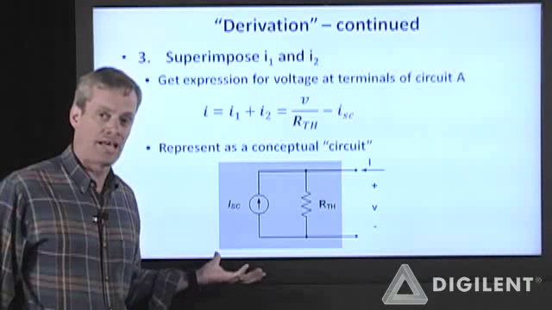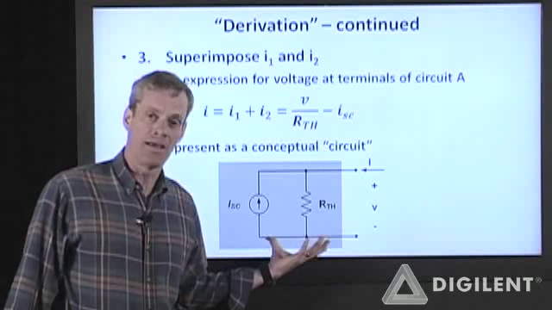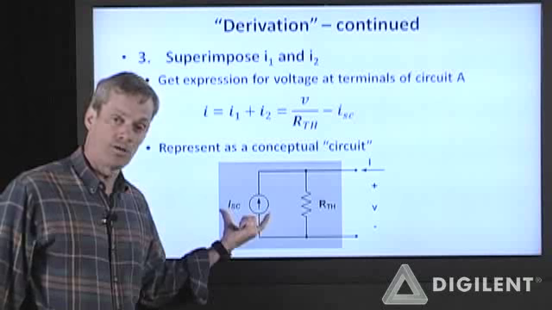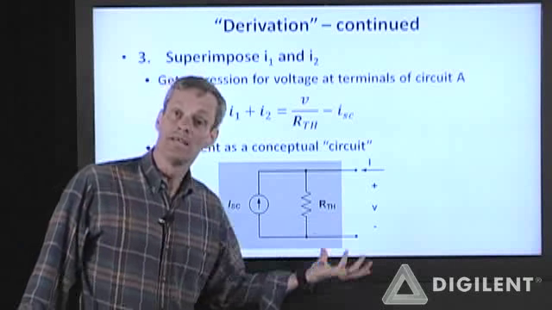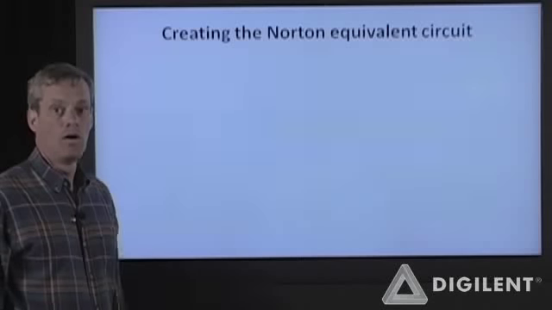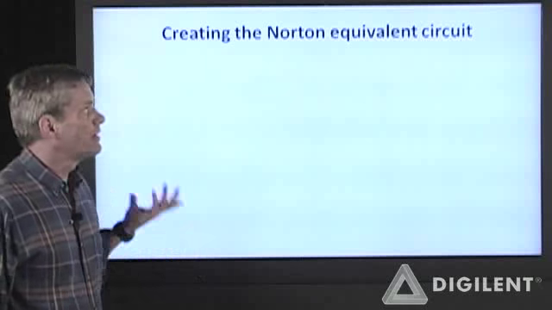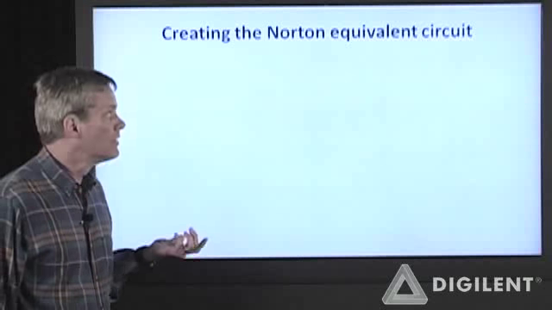So our original assertion that we can replace any linear circuit with a current source in parallel with the resistance seems appropriate. Okay, typical steps for creating the Norton equivalent circuit.